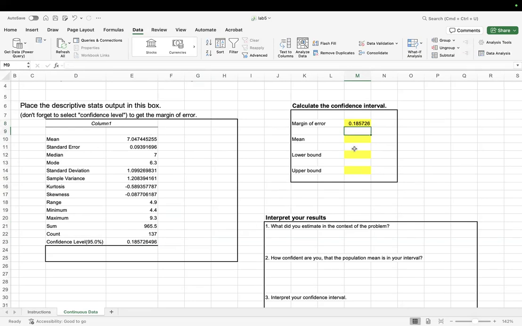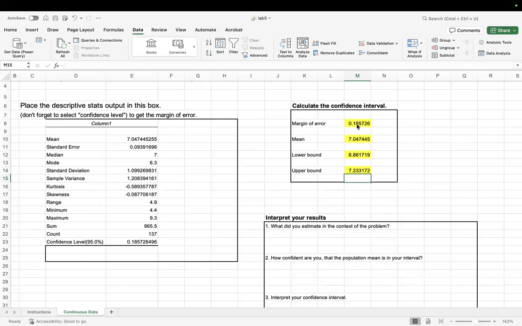The mean, it's up there at the top. Once again, equals, click on mean, hit enter. For the lower bound, I'm going to take the mean and subtract my margin of error. So I'll do equals, click on mean, then minus, margin of error, and hit enter. It subtracted that for me. For the upper bound, you take your mean and you're adding the margin of error. So equals, click on the mean, hit the plus, margin of error, and hit enter. So this gives me my range of data, my range of my confidence interval right there, my lower bound and my upper bound.